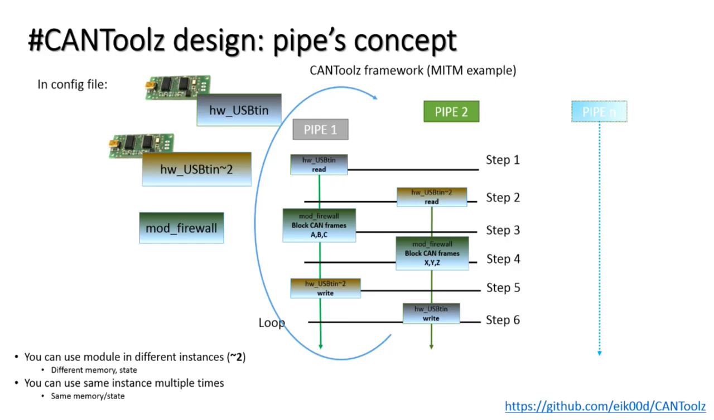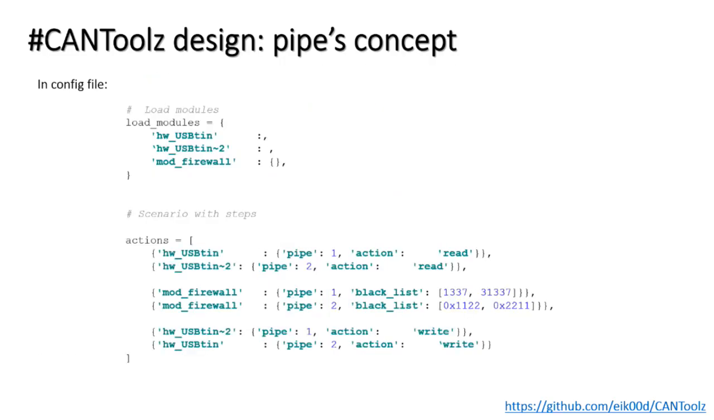And this is the config for this setup. I have two modules, one for each interface, and one module for the firewall to block. Then on one pipe, I read from the first interface and write to the second interface. On the second pipe, I read from the second interface and write to the first interface. So this is an example of man in the middle and firewall, and this is how it's described in the actual config file for CANToolz.